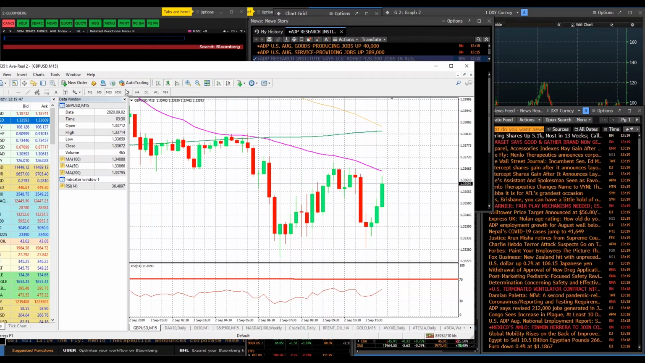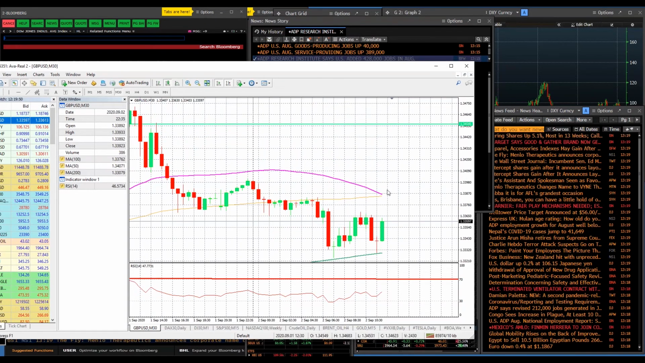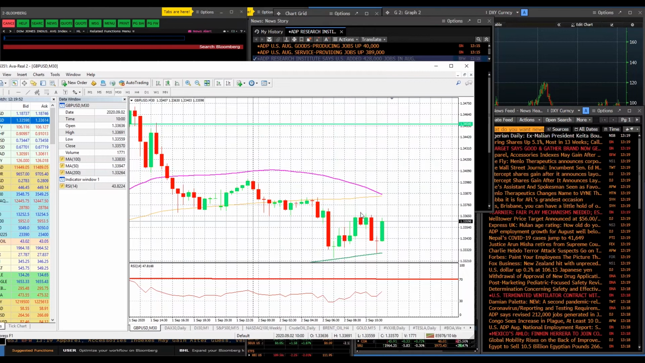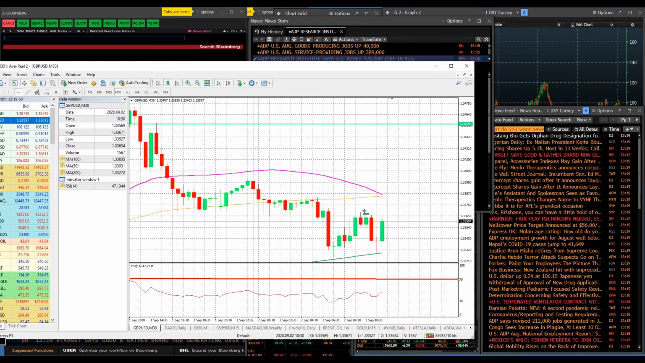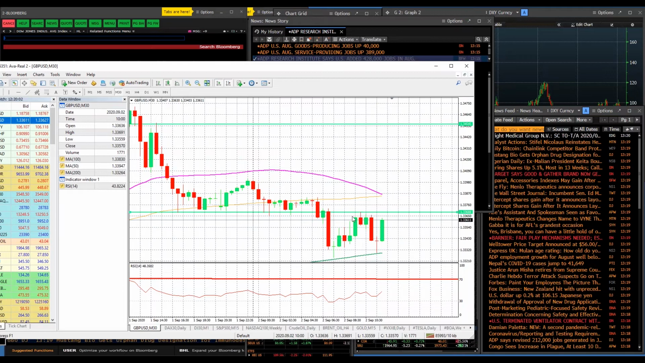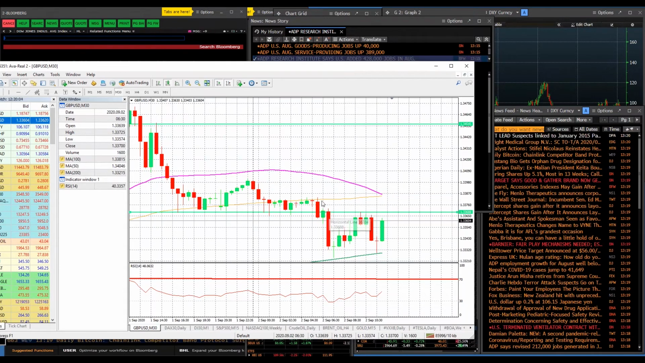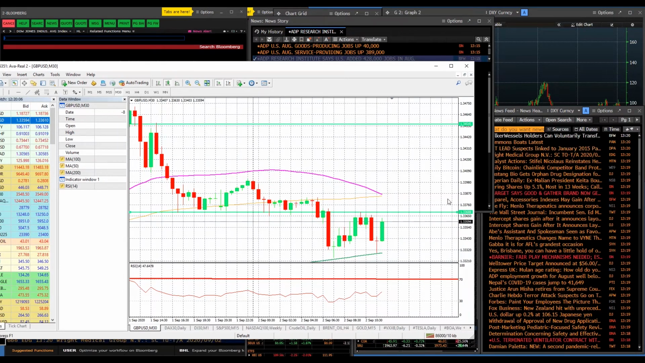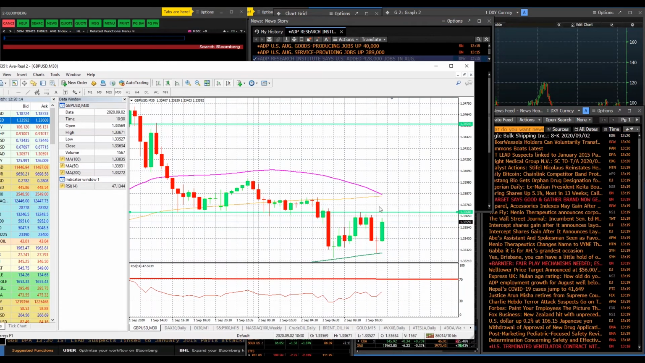But again, when I switch the time frame to 30-minute, this is the resistance level right over here. Let me just mark that for you so that you know where the resistance level is that I am looking at. I want the price to break the highs of these candles, only then will it confirm that we have changed the trend and the market is going to move higher.